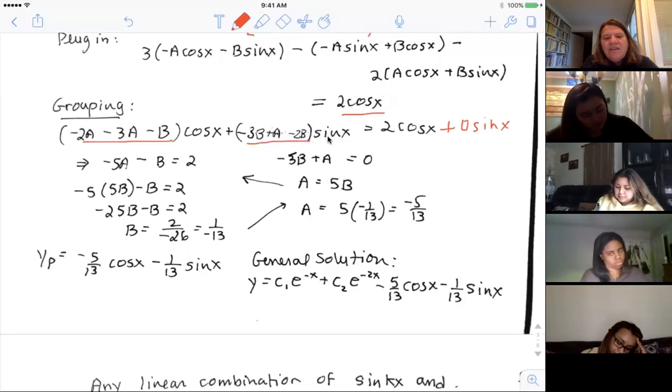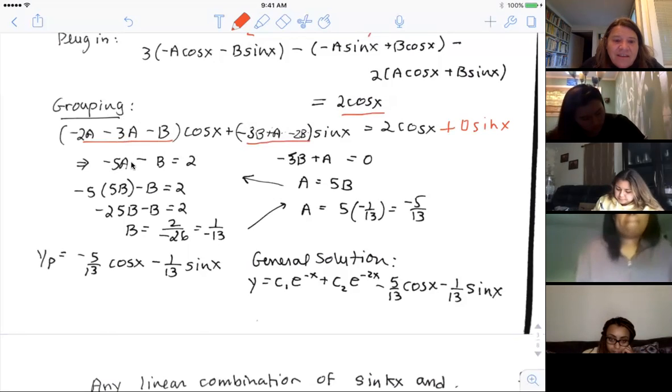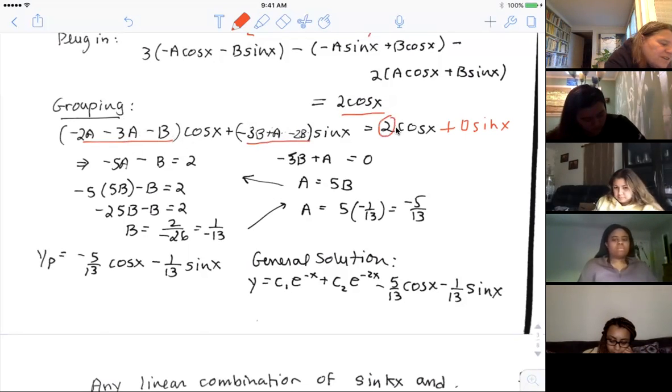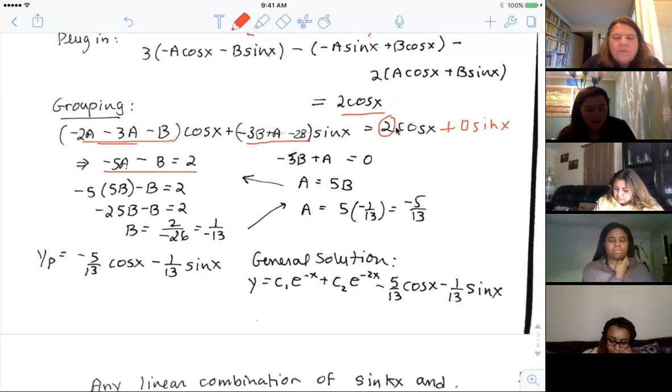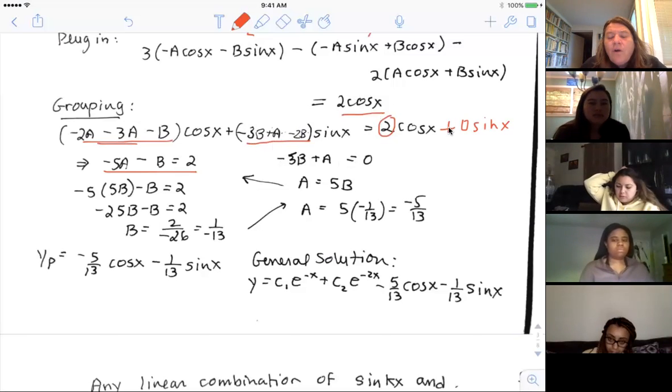So I start then to write my equations. If I were you, I would combine these things before I start with the systems of equations. It'll make it a little easier. Minus 2a minus 3a is minus 5a. So minus 5a minus b is the coefficient on cosine. Over here, the coefficient on cosine is 2. So I'll set this thing right here equal to 2. The coefficient on the sines, if I combine these things, is minus 5b plus a. There are no sines over there, so the coefficient is 0.